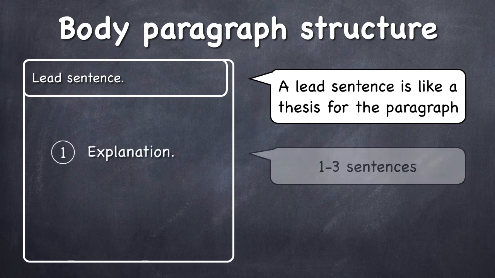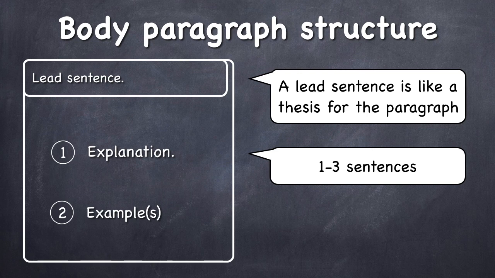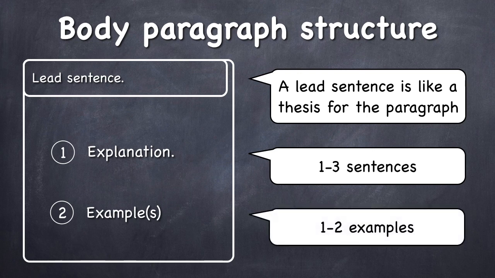Next, there is an explanation. Between 1 and 3 sentences will usually do for a shorter essay. And then you have examples, which are the most specific bit within any essay, and you could have 1 or 2 examples, again depending on how big your essay is supposed to be.